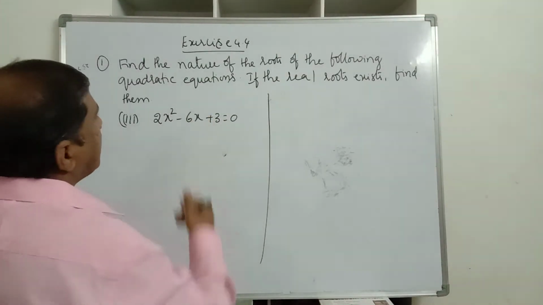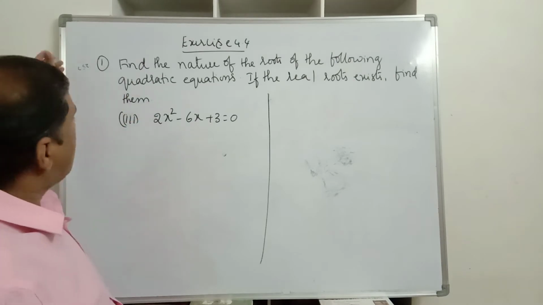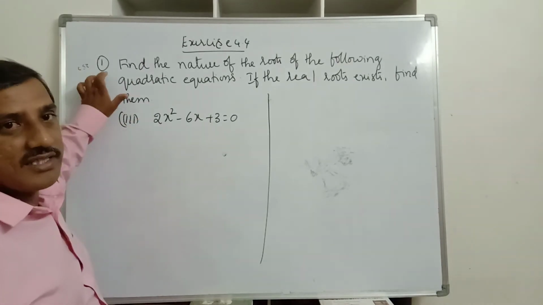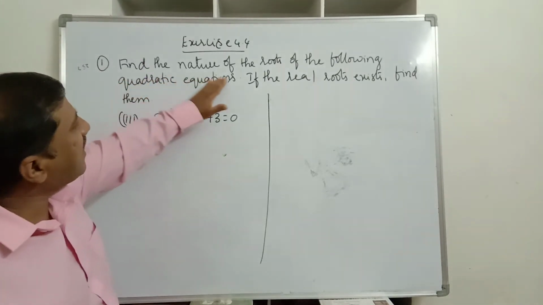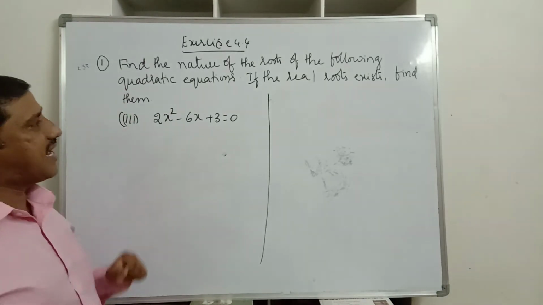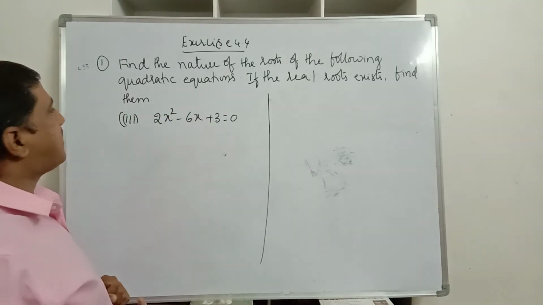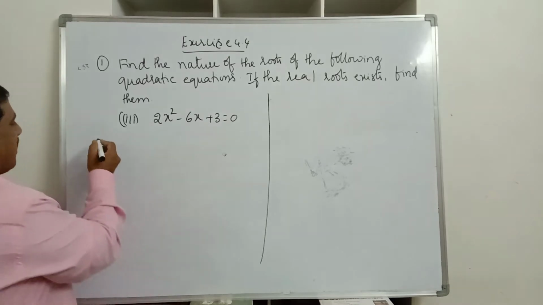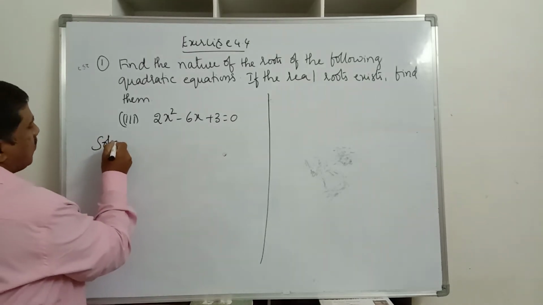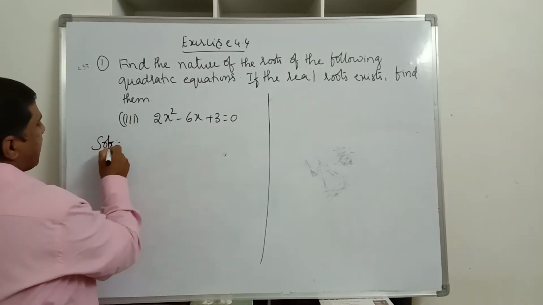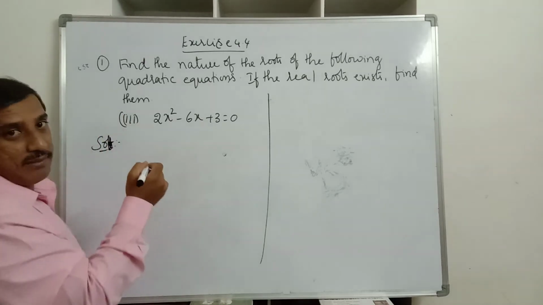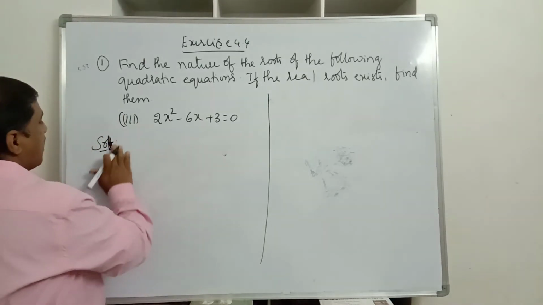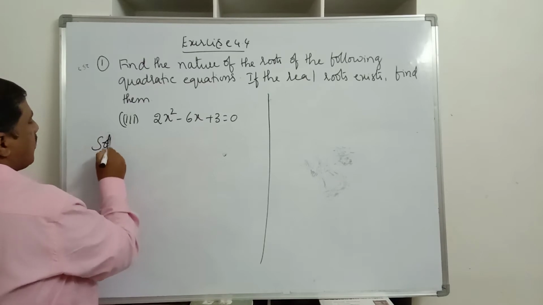Now we will discuss exercise number 4.4, first bit, third question. Find the nature of the roots of the following quadratic equations. If the real roots exist, find them. So we need to find first the nature of the roots. The nature of the roots depends on b square minus 4ac. Therefore, what is the given equation?